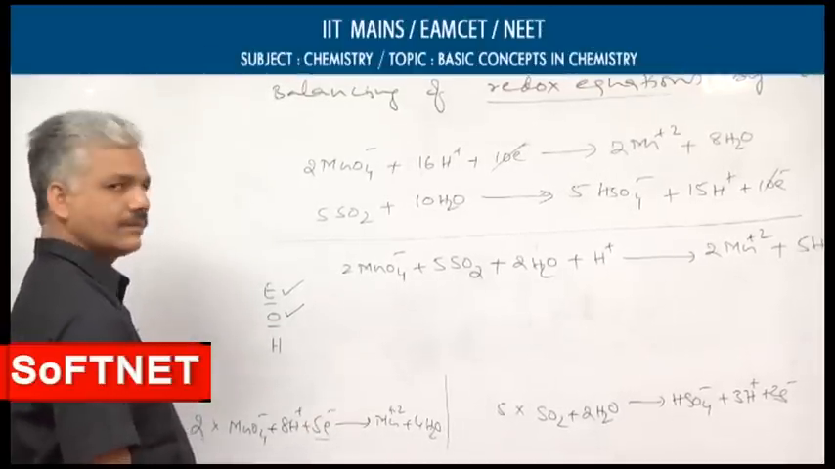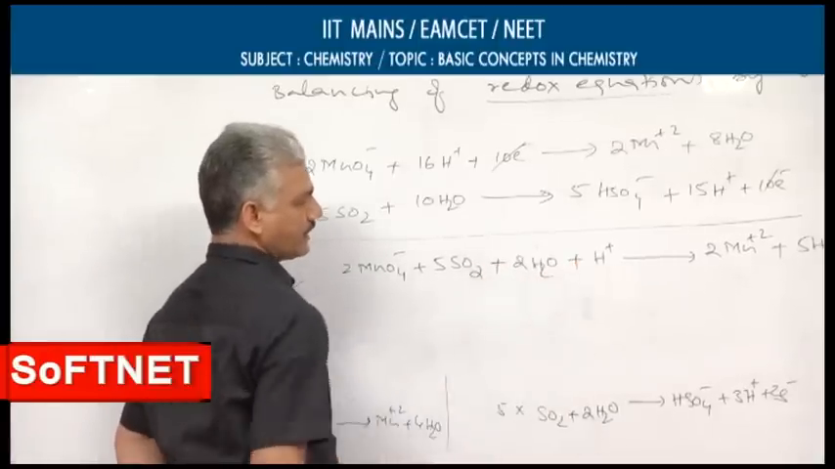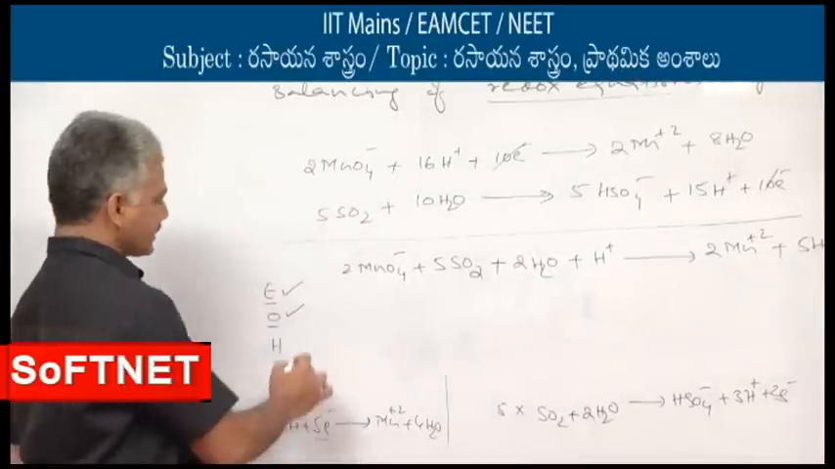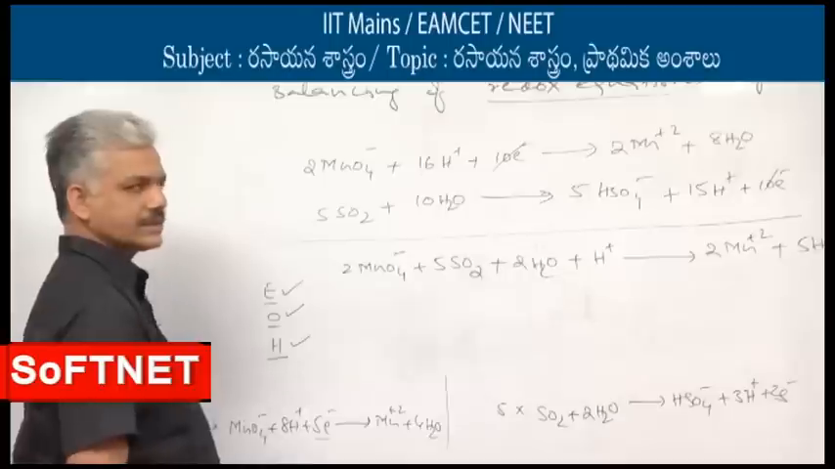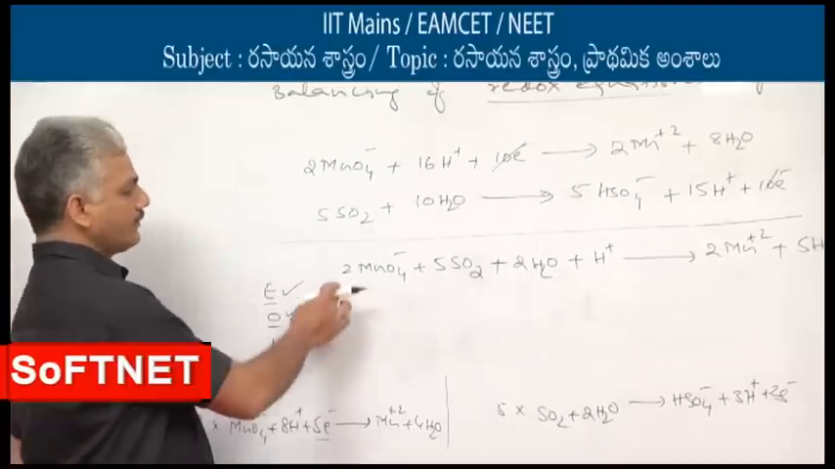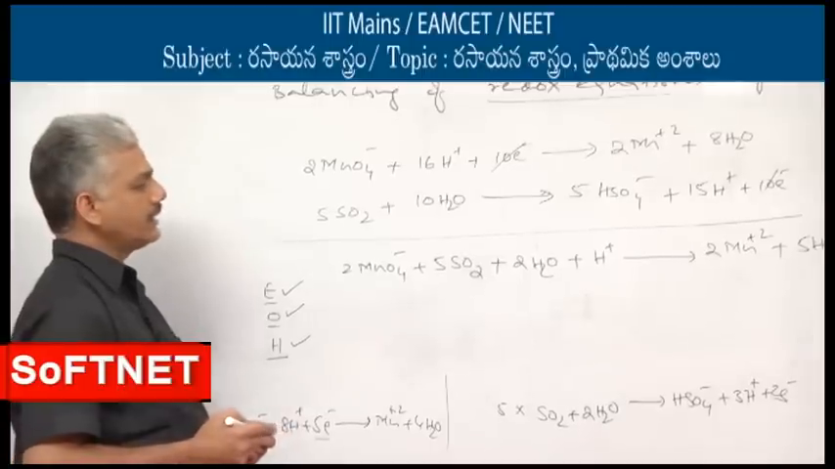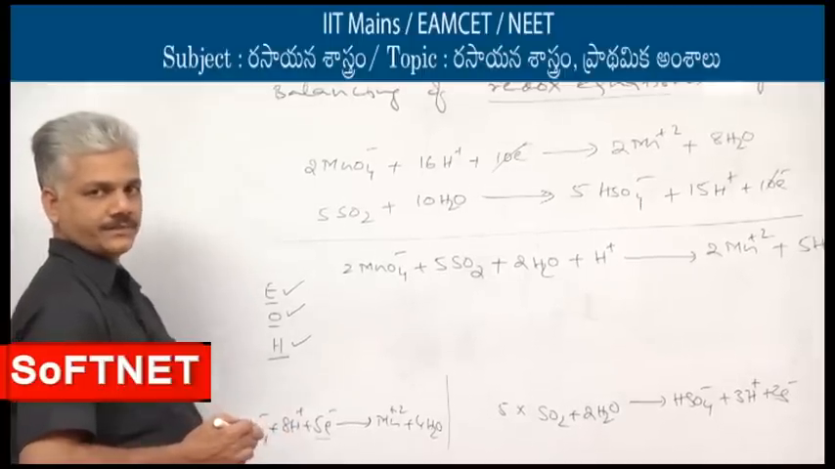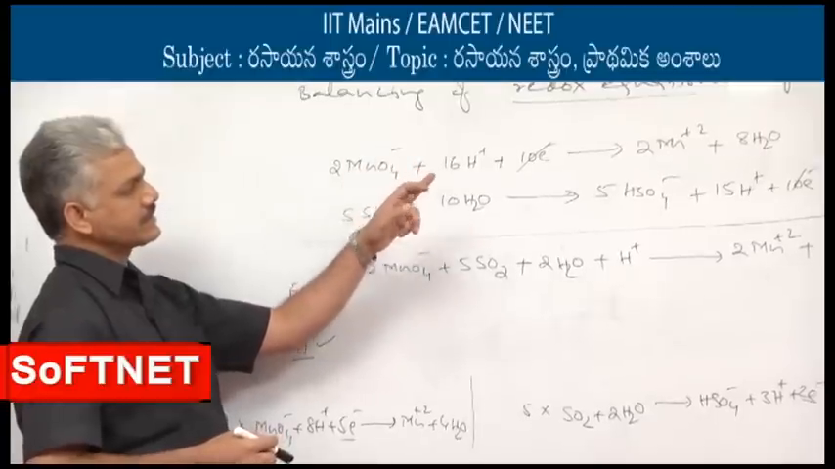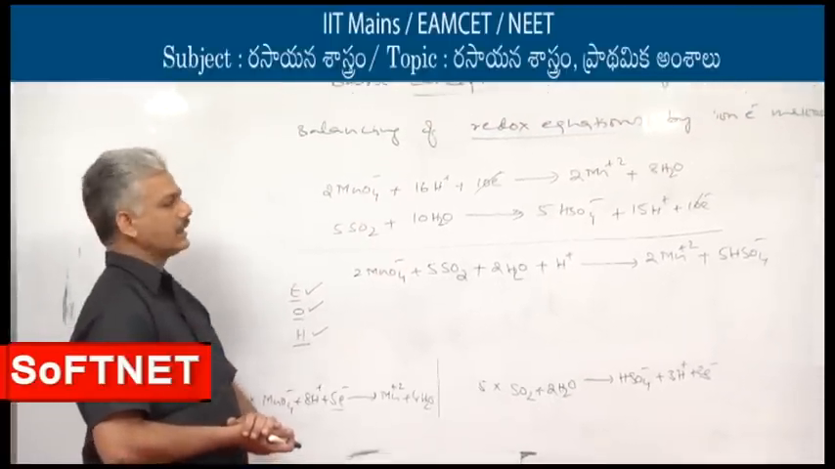Last, we have to check for hydrogen. Here 4 plus 1, 5 hydrogens. Product side also 5 hydrogens are present. That means the equation is completely balanced. In this way, we can cross verify whether the equation is completely balanced or not. So, this is about balancing of redox equations by the ion electron method when the reaction is taking place in acidic medium.